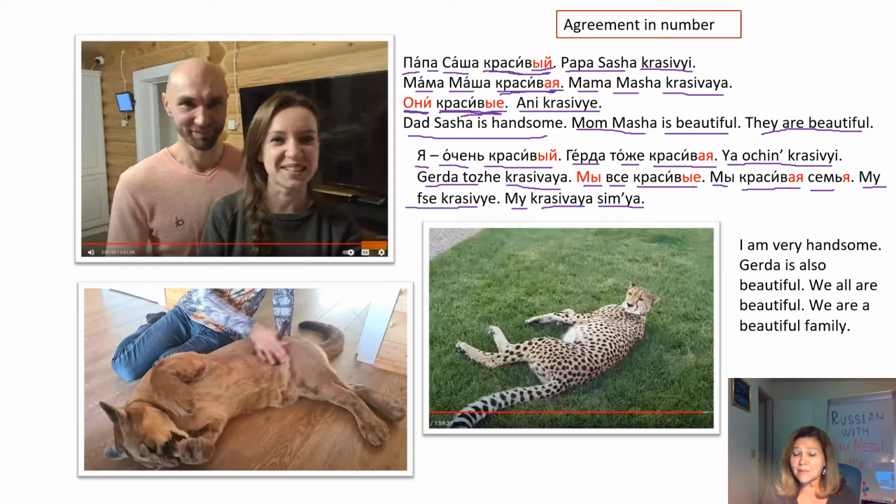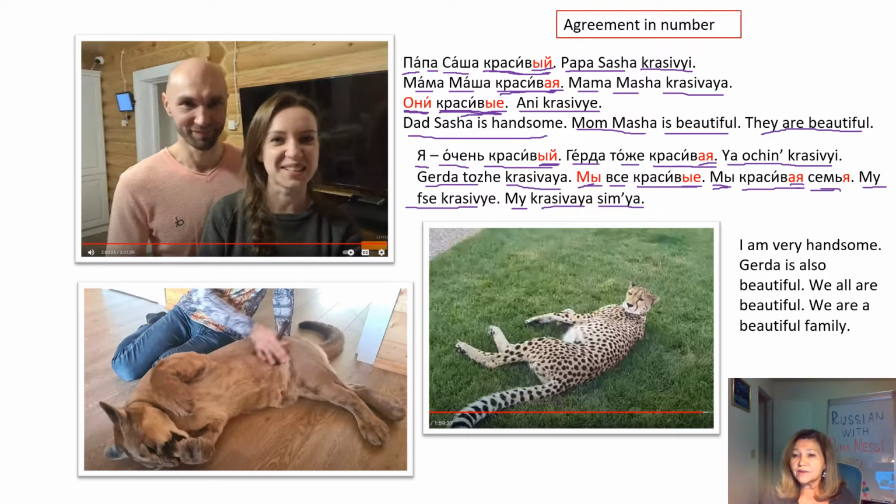Okay, let's take a look from the grammatical point of view at these sentences. Я очень красивый. So, I'm handsome, and it's singular masculine. Герда тоже красивая. Feminine singular. Мы, we, plural. Все красивые. Now, look at this sentence. Мы красивая семья. Why do we have here ая for feminine? Why do we have here a singular feminine?